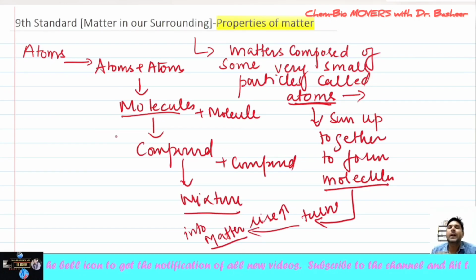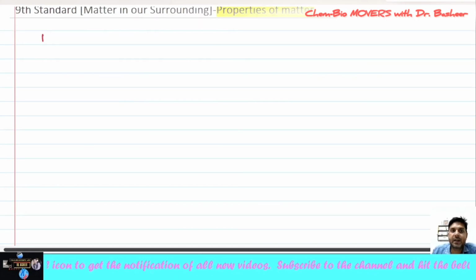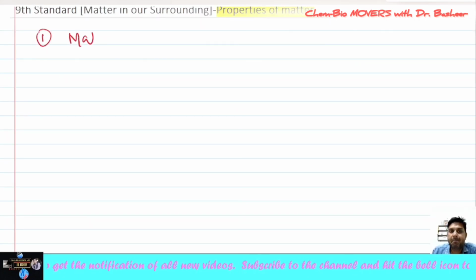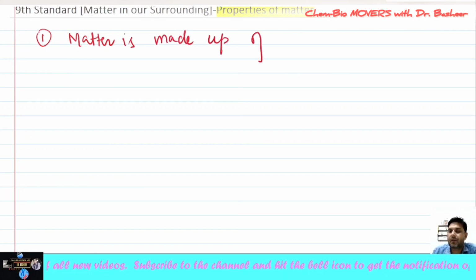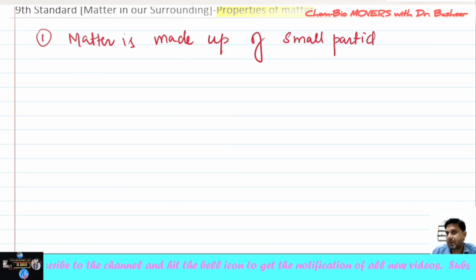Now, what are the important properties you should remember? If someone asks about the properties of matter, you can give it in the form of a few points. First important point you have to remember: matter is made up of small particles. In brackets you can write atoms.